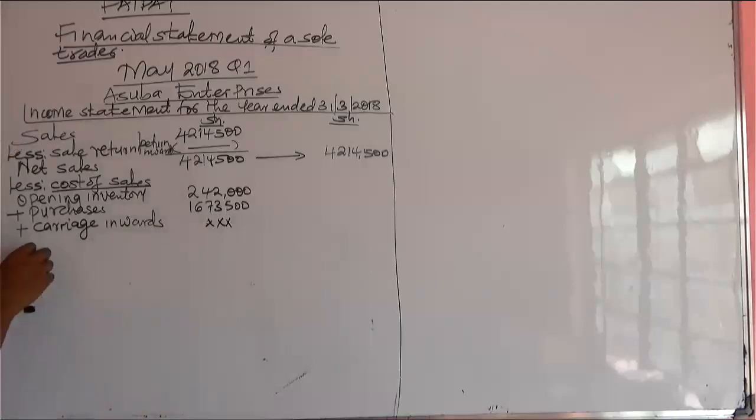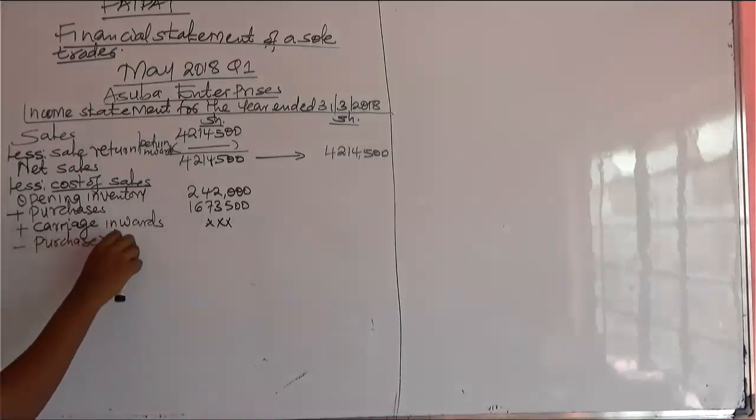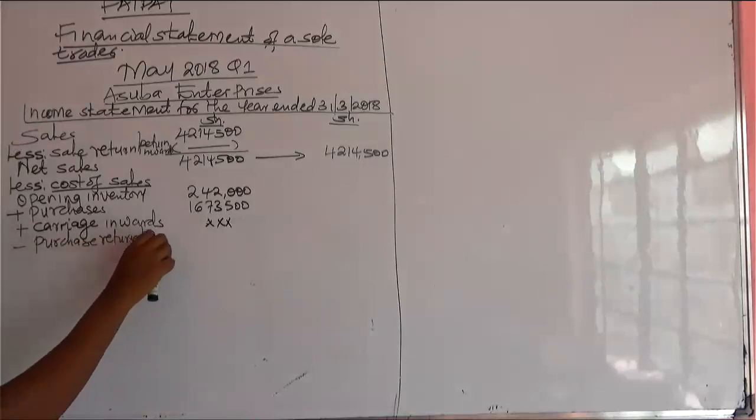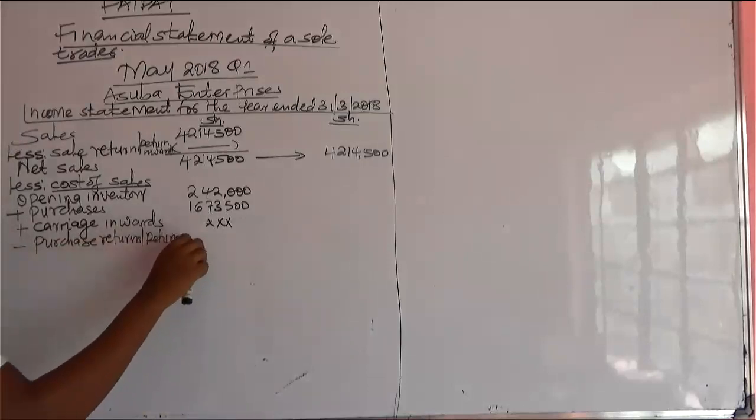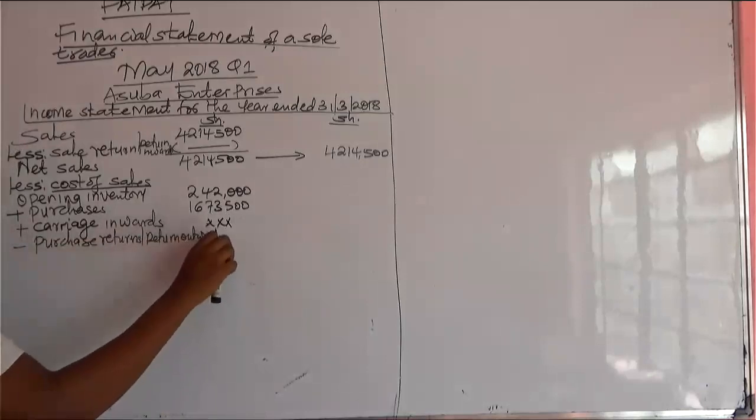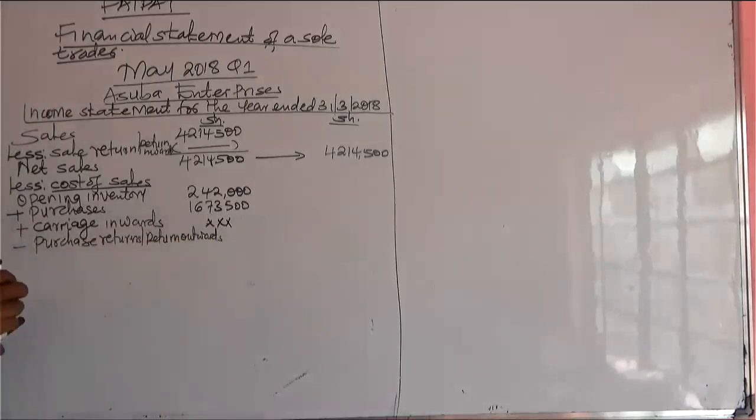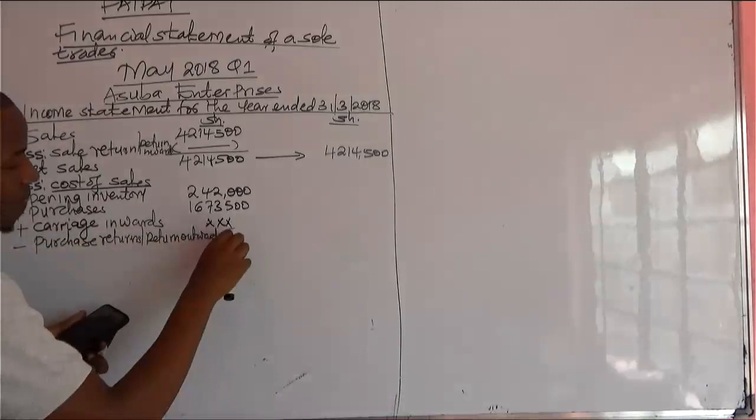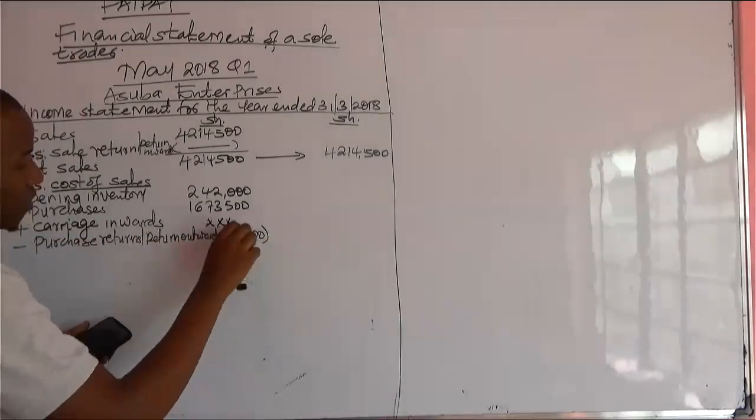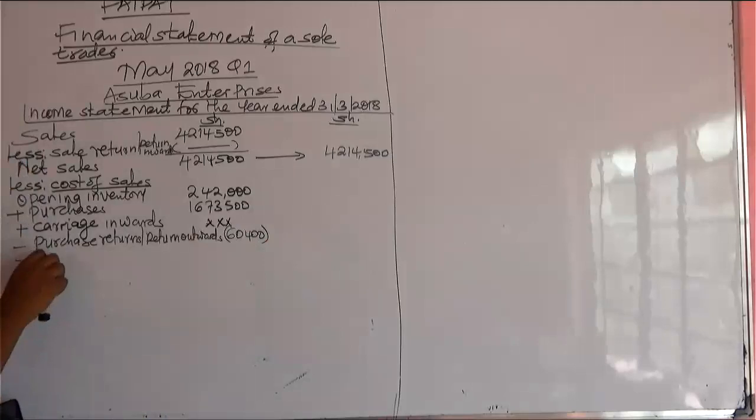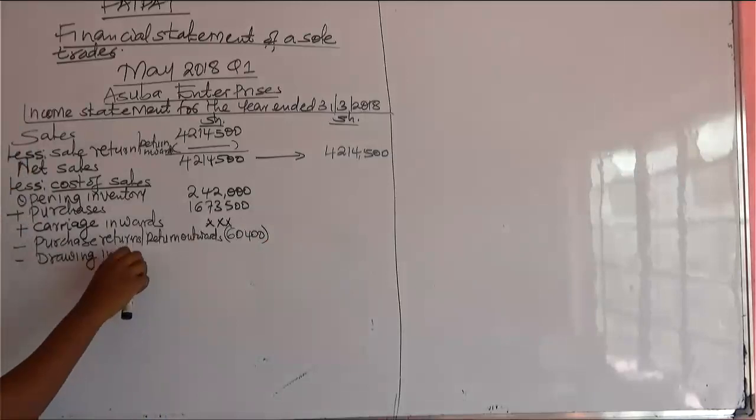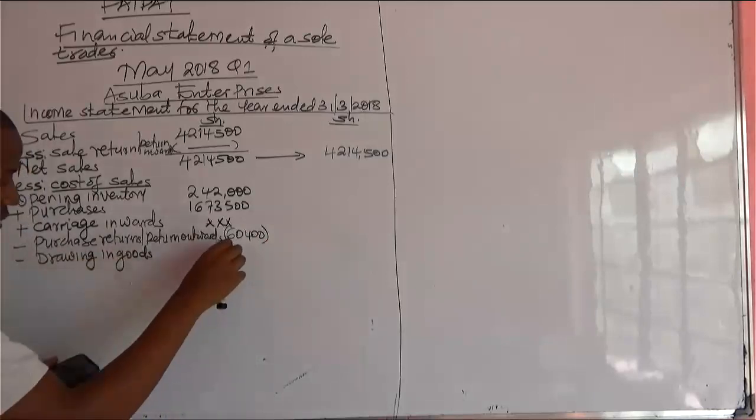Then we also let the purchases returns, which are generally our return outwards. Return outwards. So what is our return outwards? We've been given there. Return outwards is of how much? 16.11. I also said you less the drawings in goods. In goods. You'll also have it there.